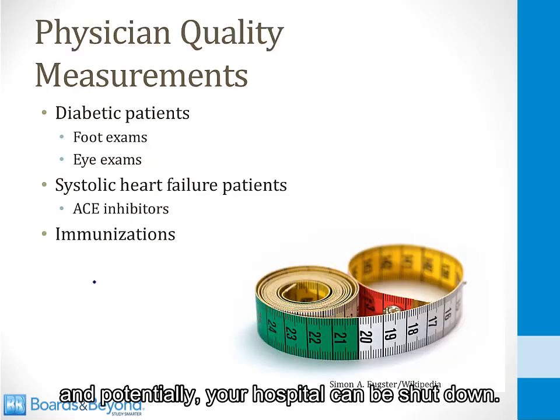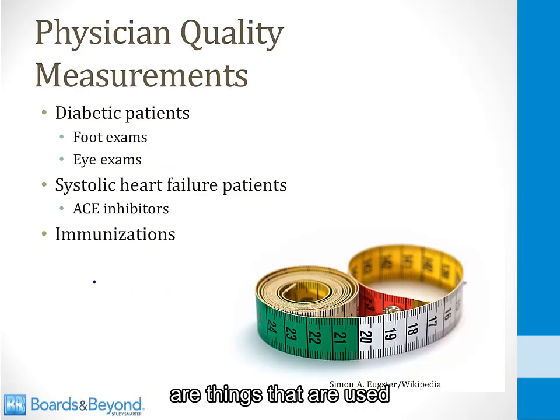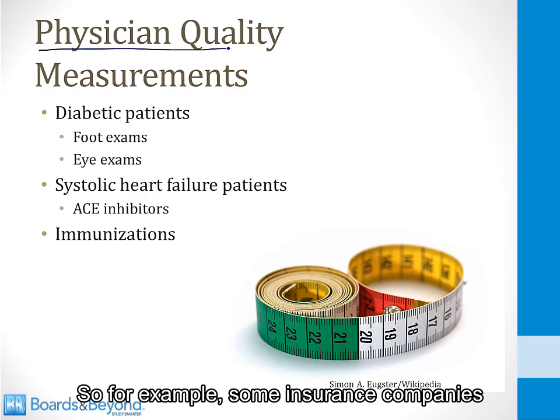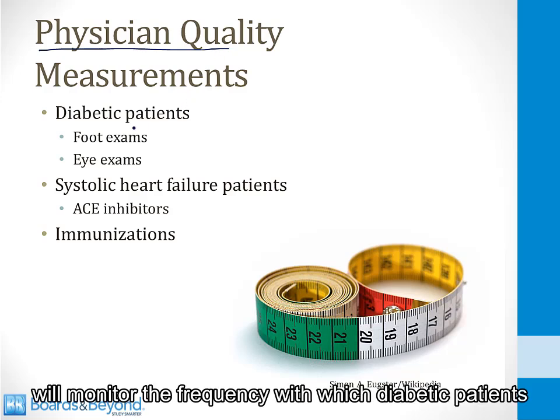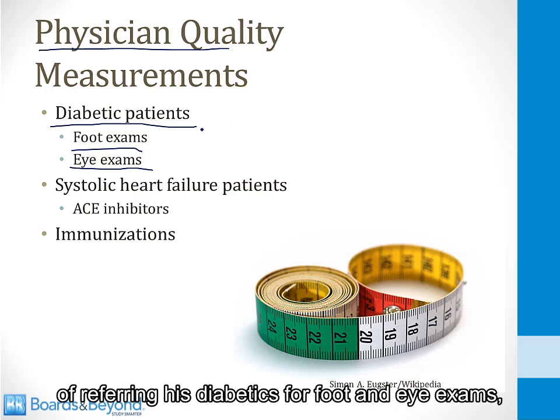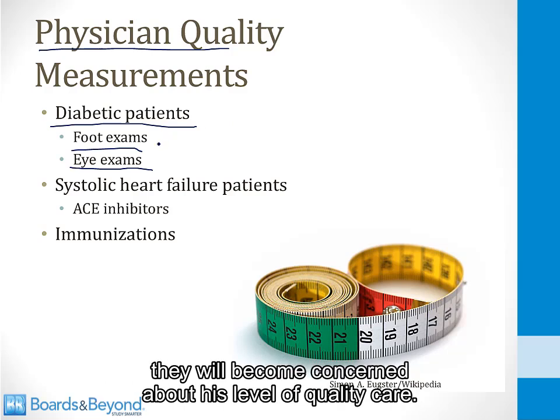The items I've been talking about up to now are things that are used to compare one hospital to another in terms of quality and safety. But there are things that are done to compare one physician to another in terms of quality and safety. So for example, some insurance companies will monitor the frequency with which diabetic patients have foot exams and eye exams. And if Dr. A has a very low rate of referring his diabetics for foot and eye exams, they will become concerned about his level of quality care.